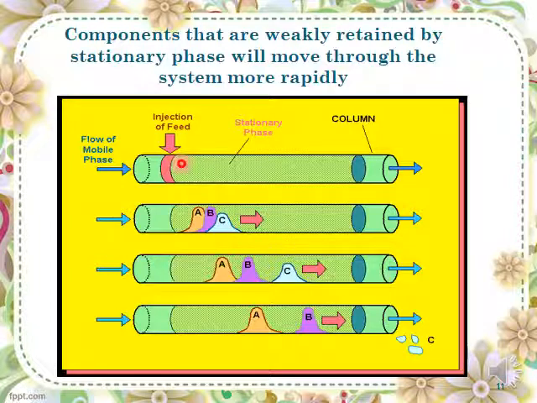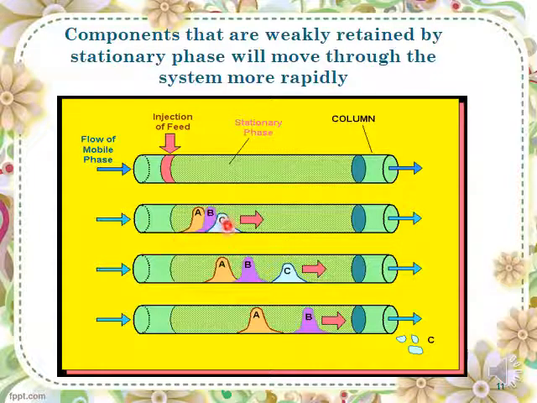Remember, different components have different polarity. Those which are more polar will be retained more strongly by the polar stationary phase. That's why you see initially the mixture is composed of components A, B and C, but they have different interactions with the stationary phase. So they will begin to separate from each other.